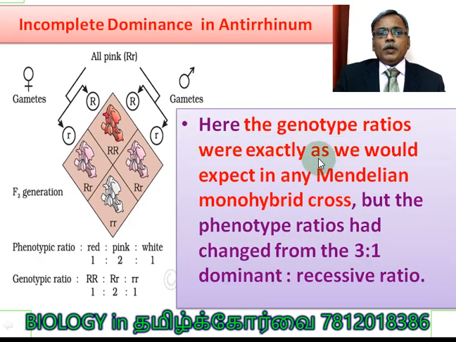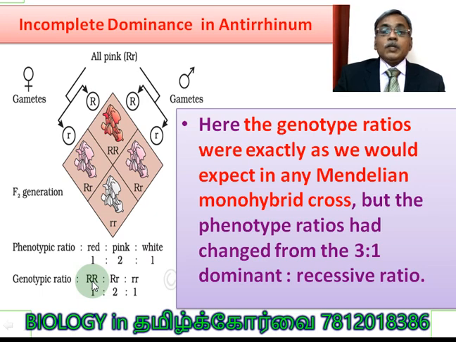Here the genotypic ratio was exactly as we would expect in any Mendelian monohybrid cross. It means the genotypic ratio stays the same as in the Mendelian monohybrid cross, but the phenotypic ratio had changed from the 3:1 dominant versus recessive ratio. So that is what we are able to understand from here: a 1:2:1 phenotypic ratio in the place of 3:1, while the genotypic ratio stays the same.